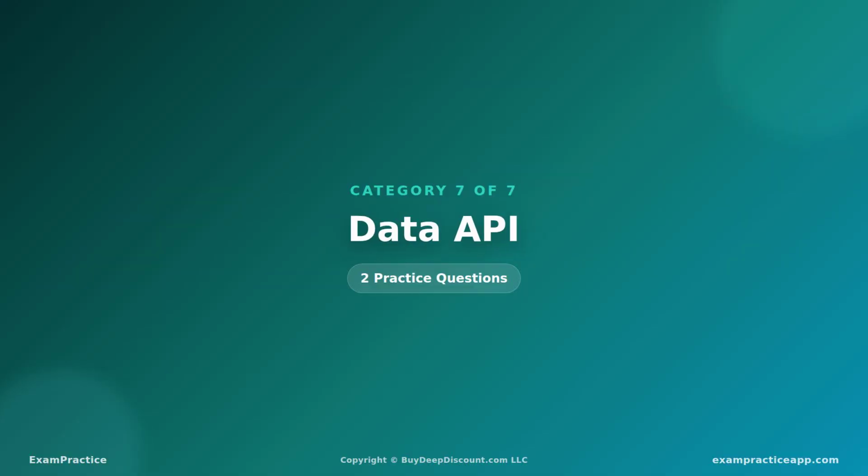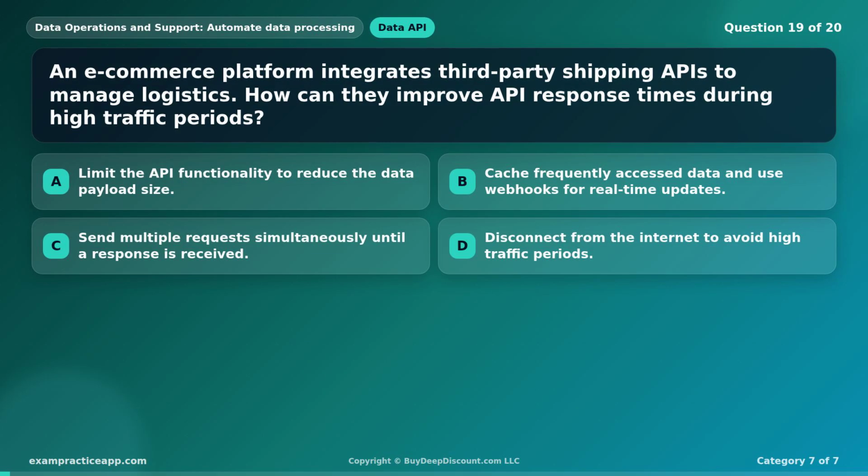Question 19. An e-commerce platform integrates third-party shipping APIs to manage logistics. How can they improve API response times during high traffic periods? Option A. Limit the API functionality to reduce the data payload size. Option B. Cache frequently accessed data and use webhooks for real-time updates. Option C. Send multiple requests simultaneously until a response is received. Option D. Disconnect from the internet to avoid high traffic periods.